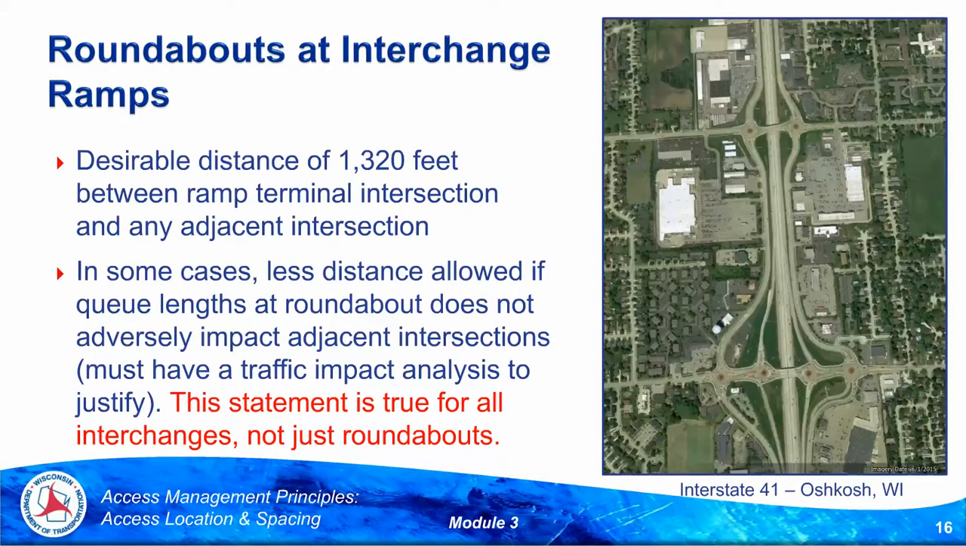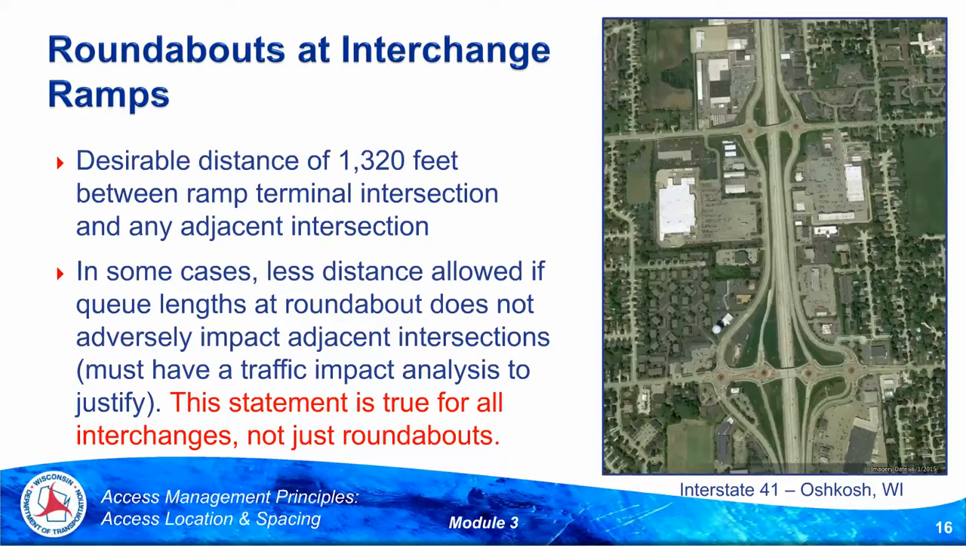Roundabouts and interchange ramps. Desirable distance of a 1/4 mile, 1,320 feet, between ramp terminal intersection and any adjacent intersection. Again, the minimum distance is 1,000 feet. Less distance can be allowed if justified by traffic impact analysis. And we'll get into this a little bit more further on in the presentation. I'll come back to it.